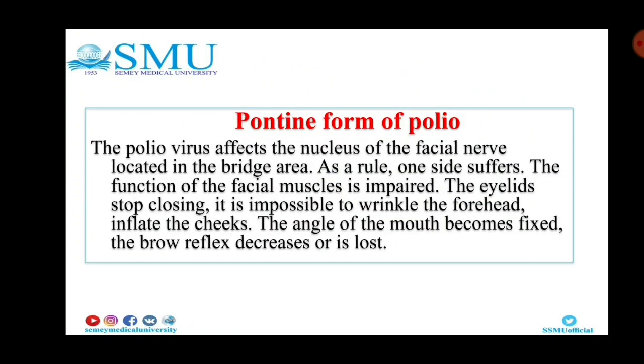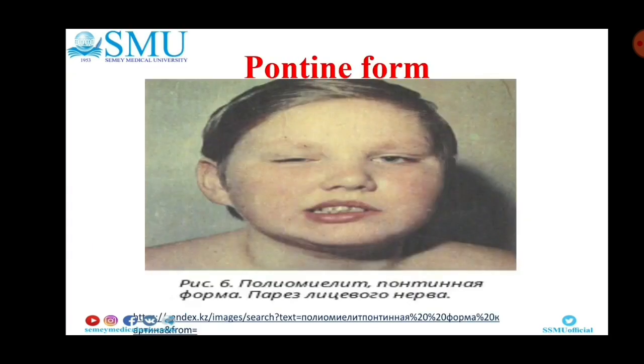Pontine form of polio. The polio virus affects the nucleus of the facial nerve, located in the bridge area. As a rule, one side suffers. The function of the facial muscles is impaired. The eyelids stop closing. It's impossible to wrinkle the forehead or inflate the cheeks. The angle of the mouth becomes fixed. The brow reflex decreases or is lost. This is the pontine form.